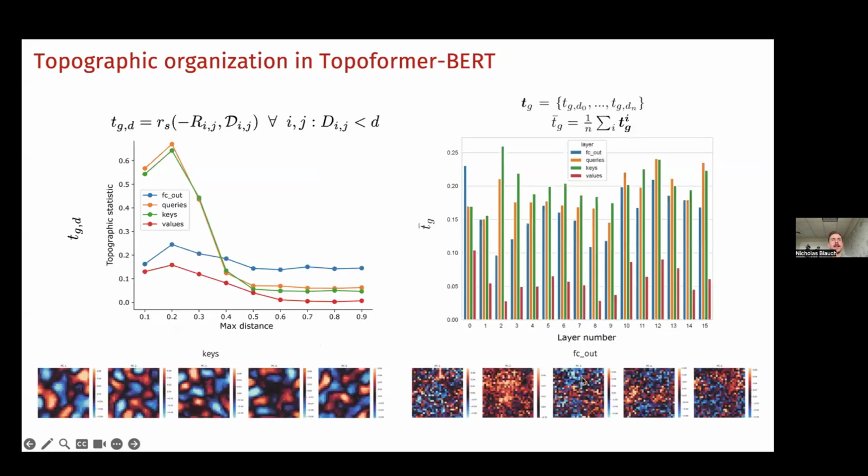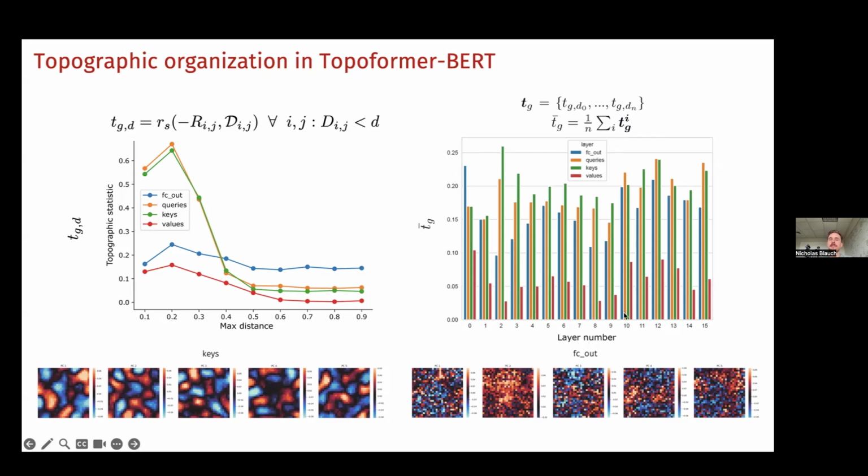We quantified that here. So we used the same statistic that I used earlier in the brain data to quantify this topography, make sure it's significant. We definitely found that the values had the least topographic organization, and FC out was also weaker. The organization in the queries and keys was quite strong over local distances, and that makes sense because you can see it's got this very locally patchy structure. And yeah, just overall, each of them had significantly greater than chance topographic organization.